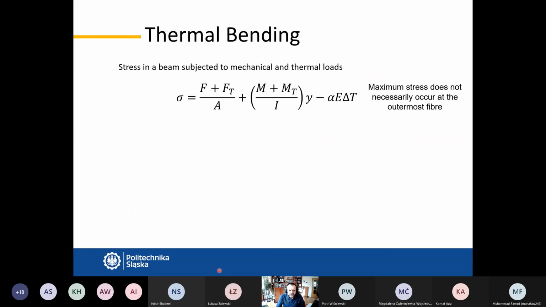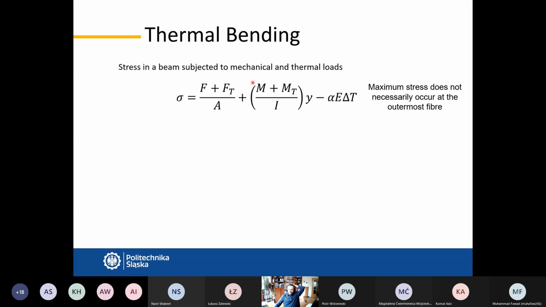If we look at stress in a beam, which can be the result of mechanical and thermal loading, we have here three factors which were discussed before. So the force factor, which results, so this is the, let's say, longitudinal loading, so force which tends to extend or compress the beam, so the normal force. This is the external force, and this is the force due to the temperature distribution.